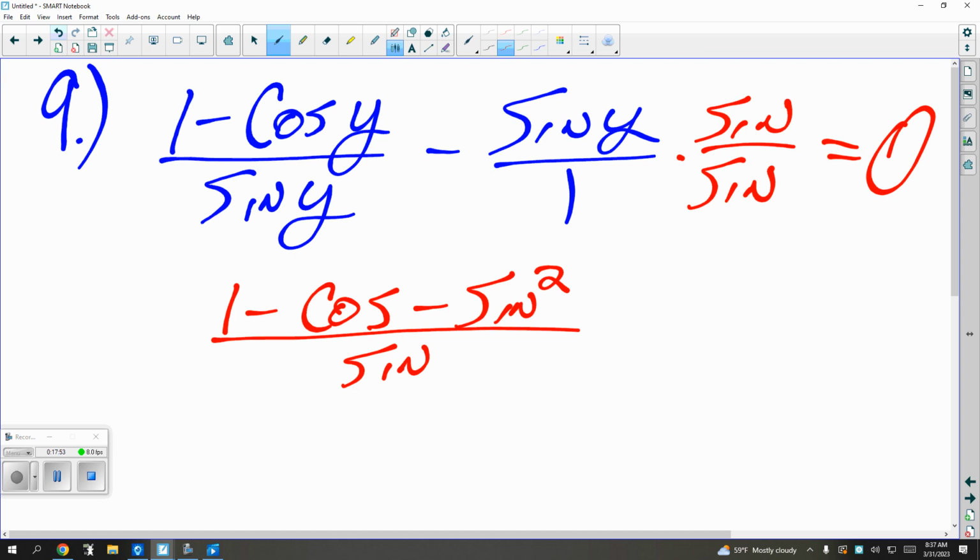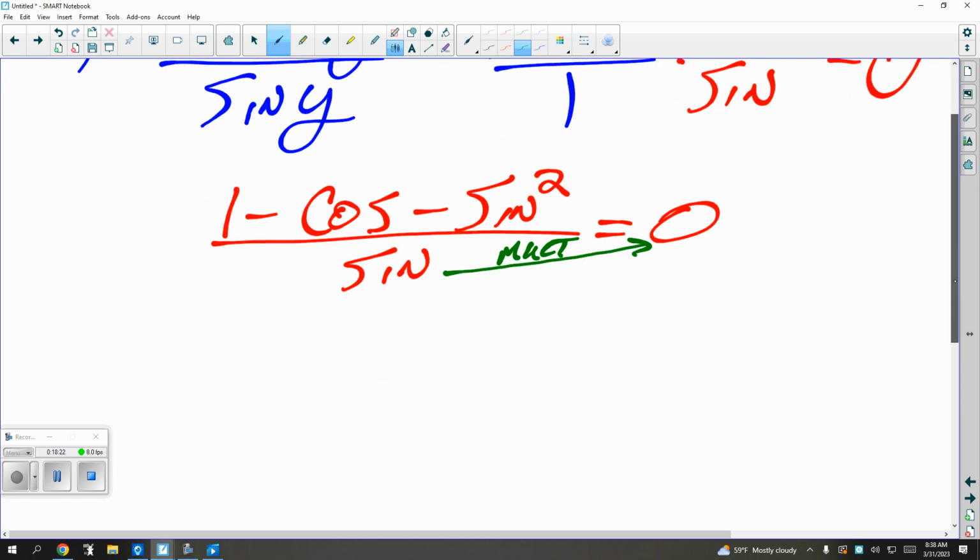Equals 0. I wish that I could split it up, but I can't. So I'm going to get rid of this puppy. I'm going to multiply by sine and say, bye sine. It's legal. I'm going to say bye sine.